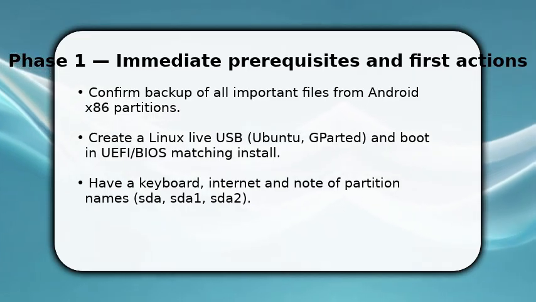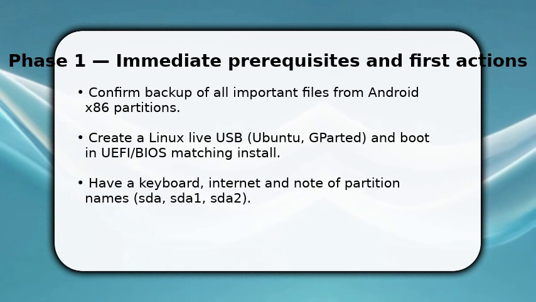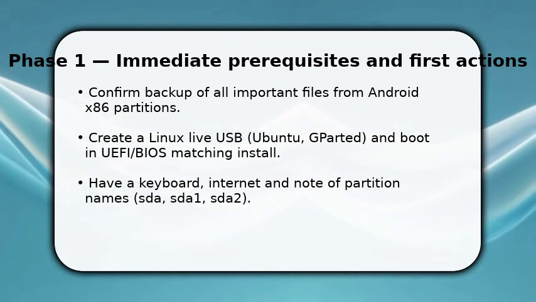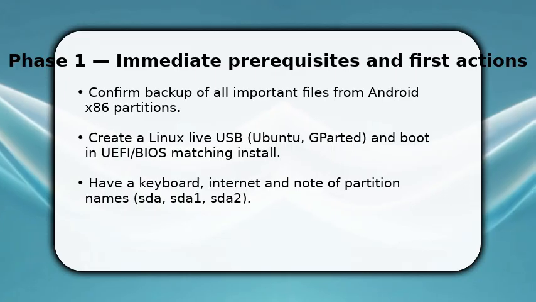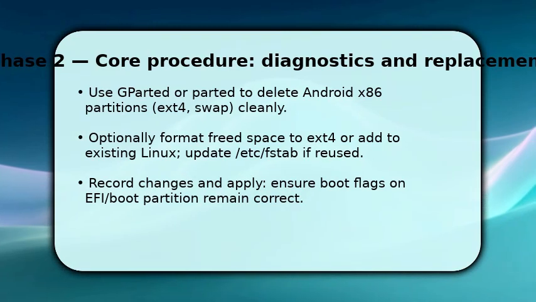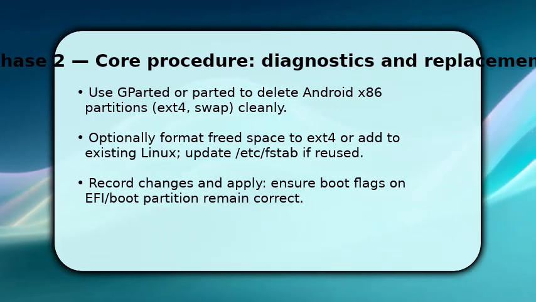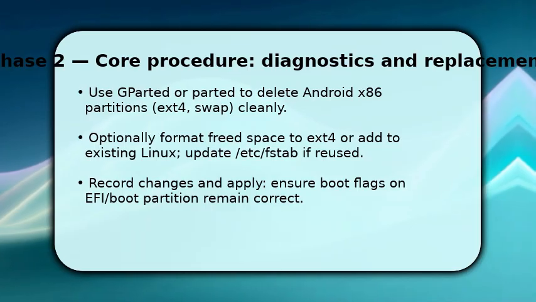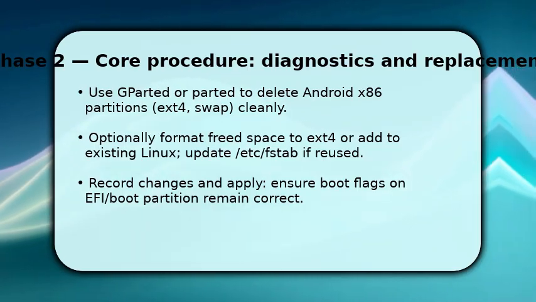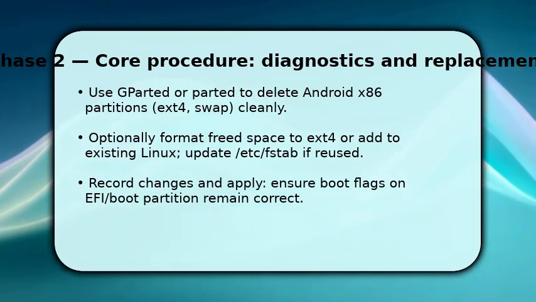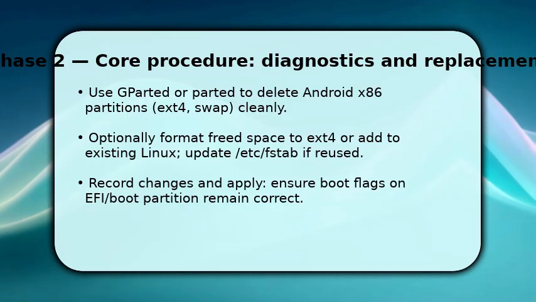With partitions identified, unmount any auto-mounted volumes and get ready to remove or reformat the Android partitions. Now delete the Android partitions. In GParted, select each Android partition and choose Delete, then apply to commit. This removes data and frees space. If you prefer terminal, use sudo parted or sudo wipefs then mkfs to reformat.